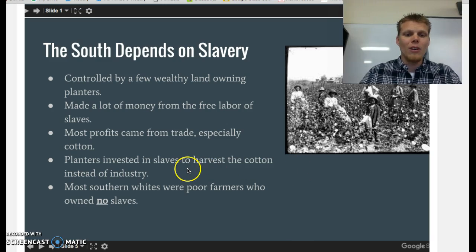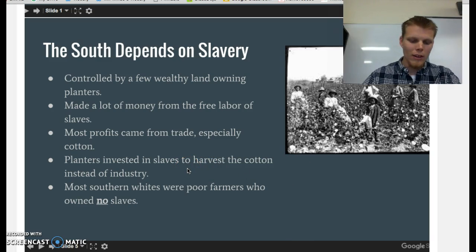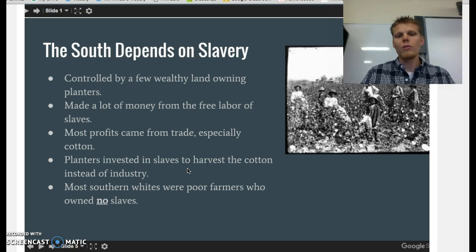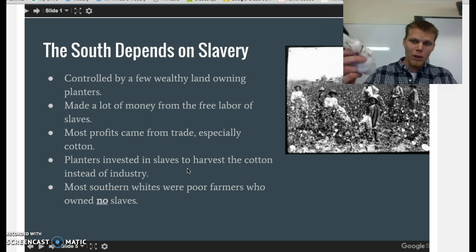Planters invest in slaves to harvest cotton instead of industry. So instead of trying to have buildings and factories created, they just invest in buying slaves. That's their investment, okay? Slaves and land. And those two things are very profitable because slaves, I mean, you got to feed them and clothe them, but they didn't feed them very well, or clothe them very well for that matter. But the profit margin is massive when you can produce and sell this stuff, okay?